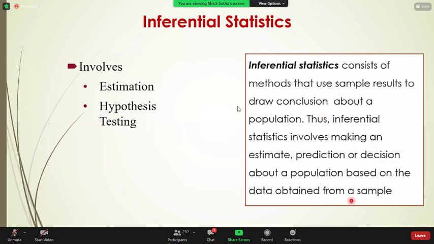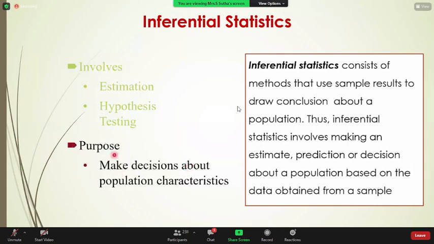So here we have to take a sample, collect the information, summarize it, or calculate the measures. Then using those measures, we have to make the inference or decision about the population by using the procedures of estimation, prediction, or hypothesis testing, right? These two sections we will learn in depth, right?